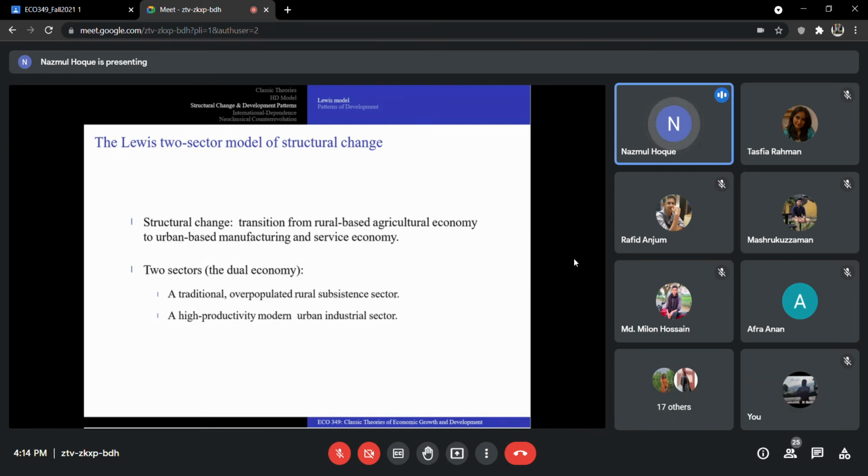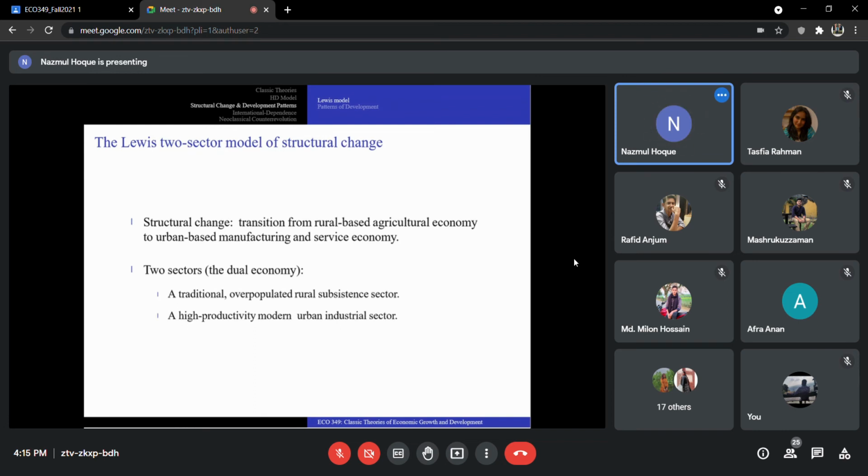So what is the dualism that we have here? Lewis's two-sector model basically focuses on the idea that we have two different types of economy existing in a country. We have a rural agriculture-based economy, and another is an urban manufacturing economy. So these are the two sectors, the dual economy that we have.